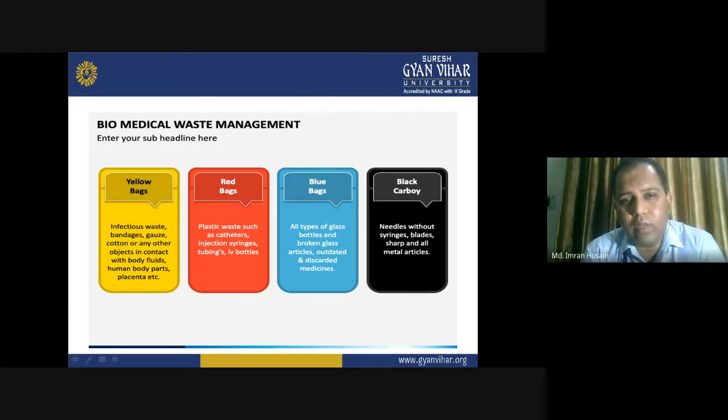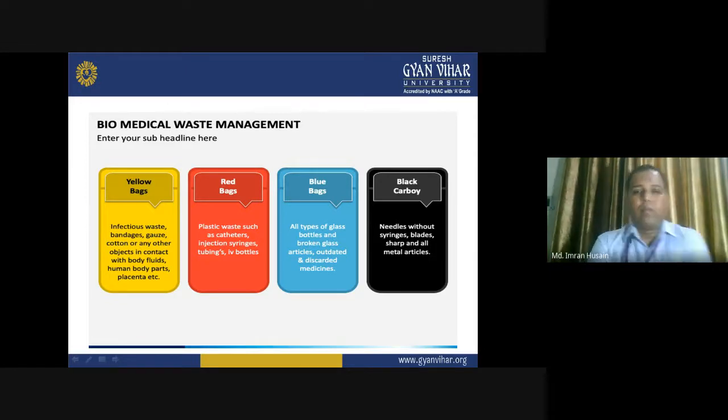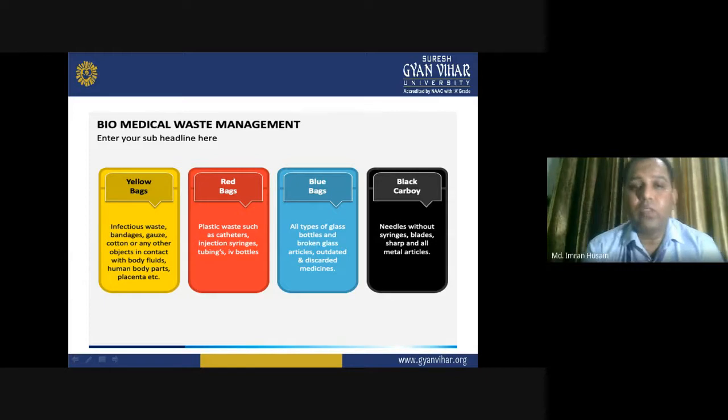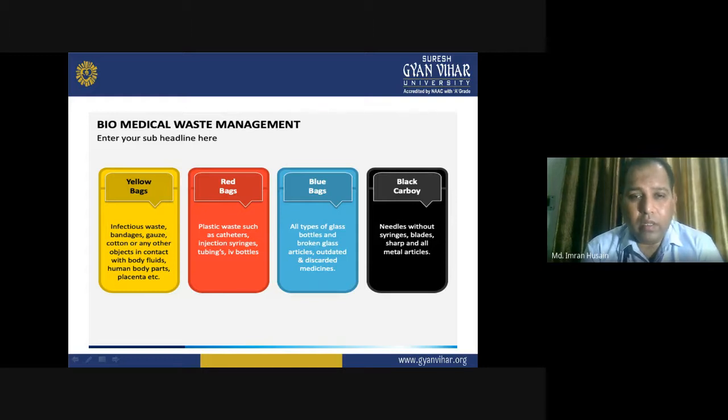So when it comes to red bags, what are the things that are present inside them? Plastic waste such as catheters, the pipes that are used, injection syringes, tubings and IV bottles. Every time such type of waste is present in the red color bags. Blue bags: all types of glass bottles and broken glass articles. All the things that are linked with glass, bottles and broken glass articles, outdated and discarded medicines. So expired medicines should all be placed in blue bags.